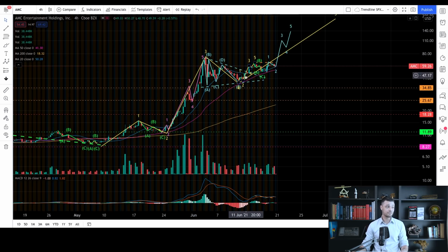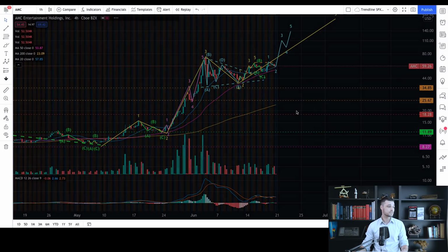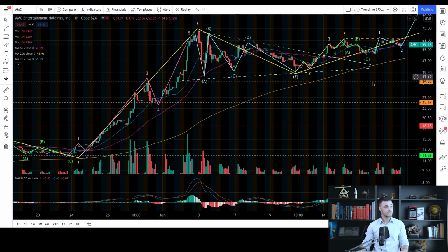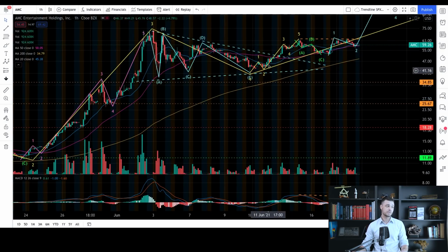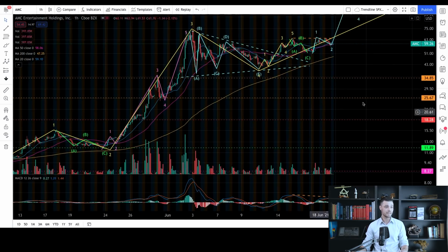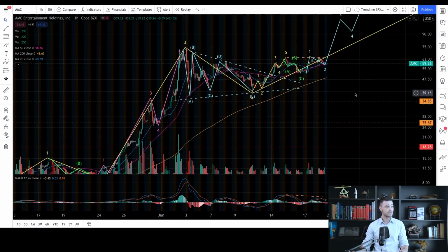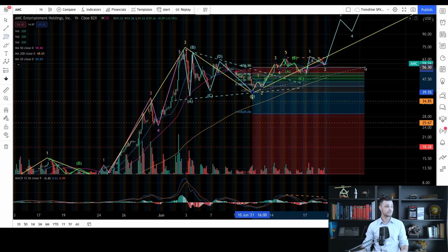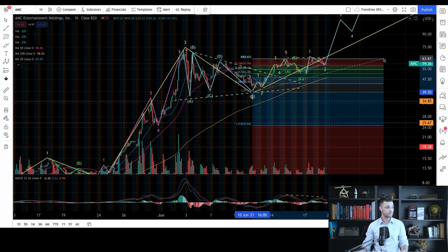And I told you that if we break out here, so let's zoom in, guys, let's go on the hourly time frame. If we break out here, it means that this triangle is over, that the 4th wave is complete, and that we are starting the 5th wave. I also told you guys, and I was quite accurate here, that we are going to correct to 52, guys.